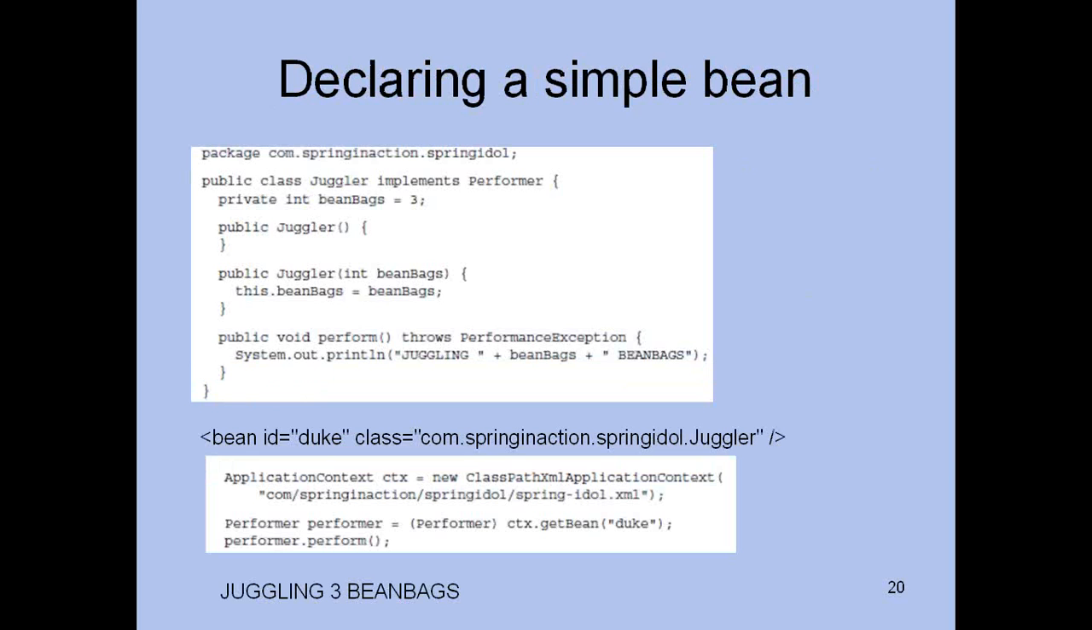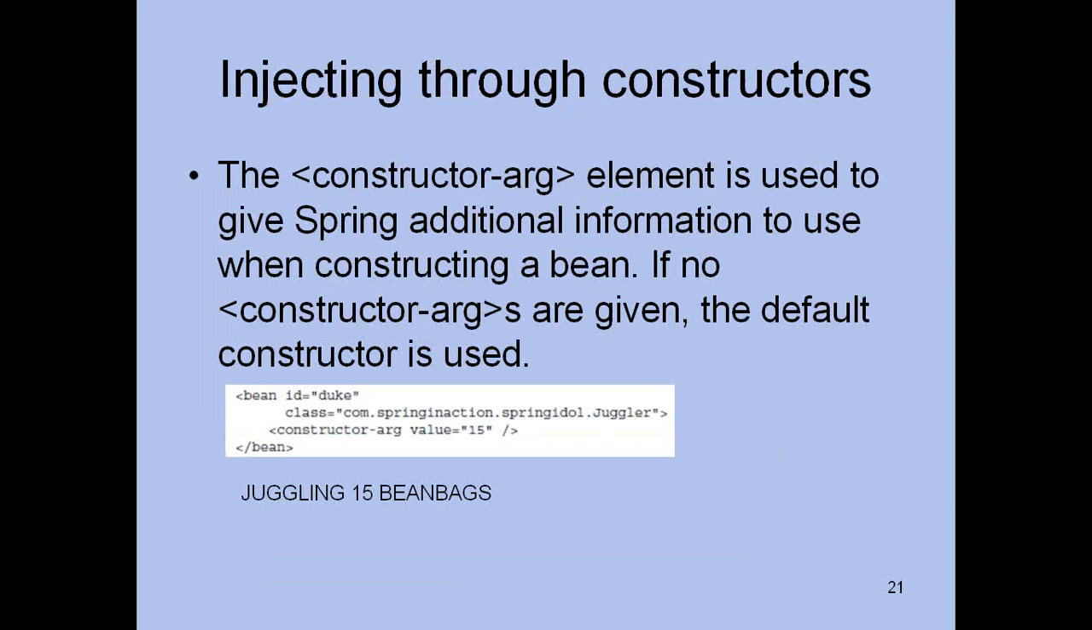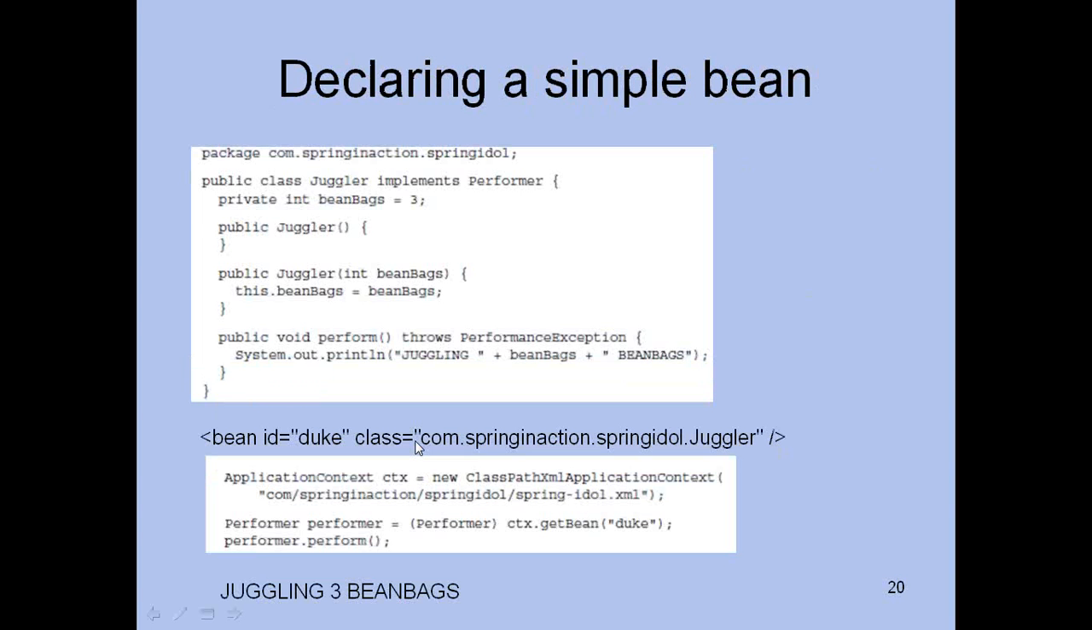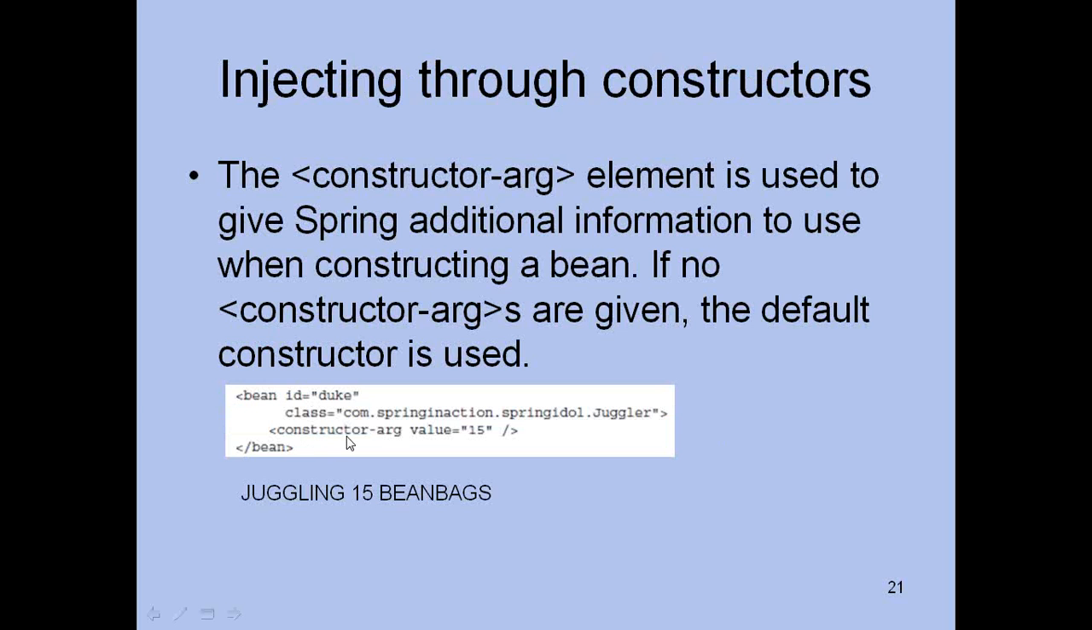Okay, all right. So now next one, what we want to do is inject the value of the beanbags. For that case, we use an argument called constructor arg, because here the juggler has an empty constructor. This bean always needs to have an empty constructor. If there is none, and you are writing another constructor with a parameter argument, you need to put in the empty constructor. So now to inject the value of the beanbags, you need to use the tag constructor arg. The constructor arg element is used to bring additional information to use when constructing a bean.